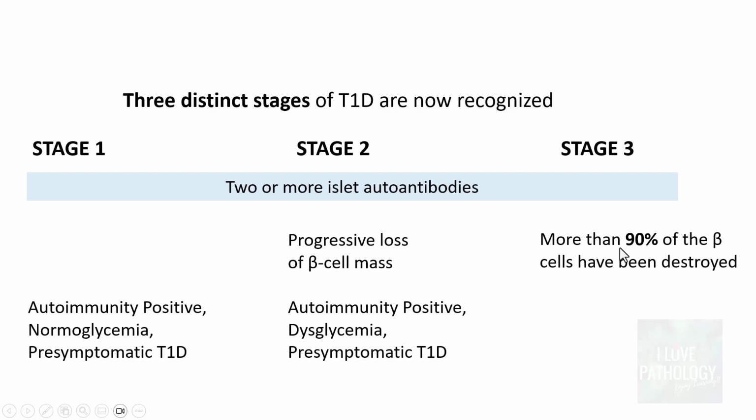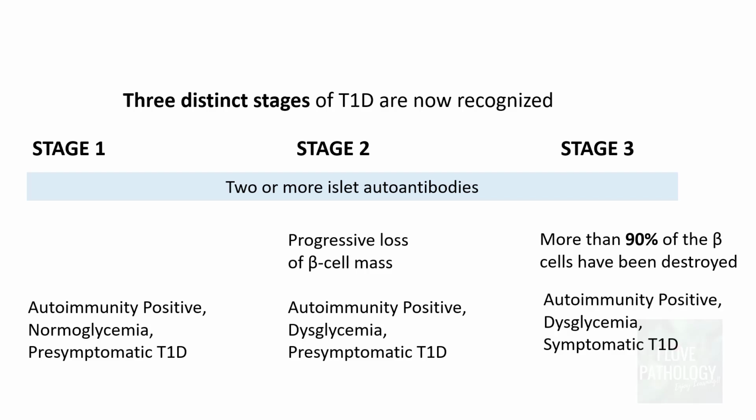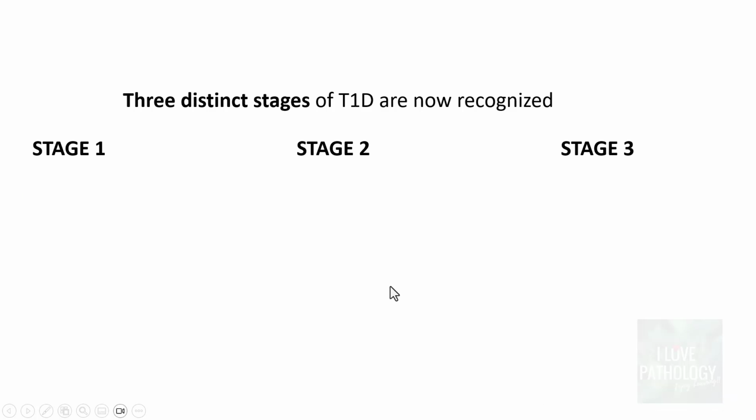Whereas stage 3 is when more than 90% of the beta cells have been destroyed. This is the stage where you have symptoms. The symptomatic type 1 diabetes is usually seen in stage 3, where there are very characteristic features of polyuria, polydipsia, polyphagia, and ketoacidosis if it is not controlled. We will be discussing predominantly these things in today's session.